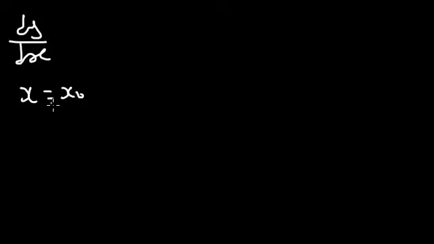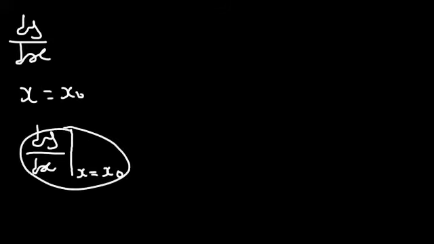And this is symbolically denoted as dy/dx, then you have x equals x0. This can be read as dy/dx evaluated at x equals x0. And that is what we're considering using to determine the equation of a straight line, typically tangents or normals.